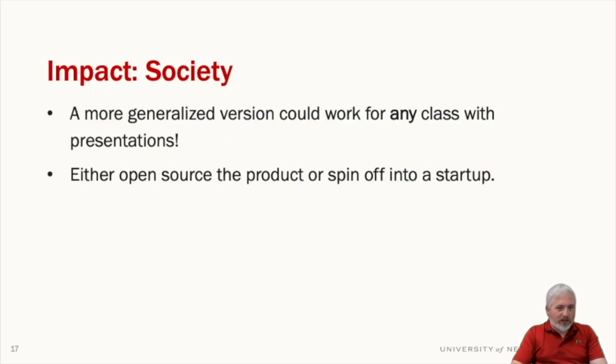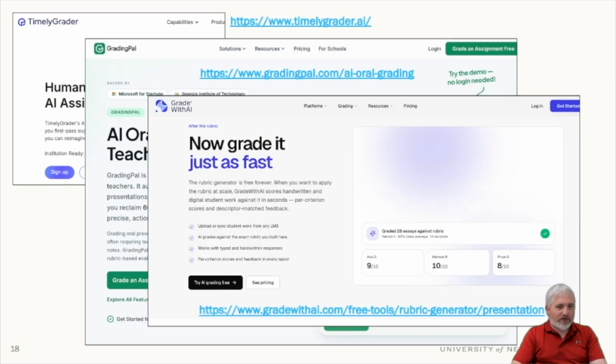And I've looked and there are some similar things out there. So there's Timely Grader, there's Grading Pal, there's Grade with AI. There's a bunch of these kinds of tools out there. They don't really do the same stuff. Most of these for presentations take a video, transcribe the video, and then do some sort of LLM-based text analysis on the video and try to automatically generate feedback based on that. That's not what we're going for here.